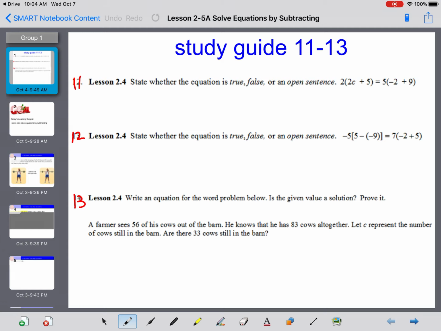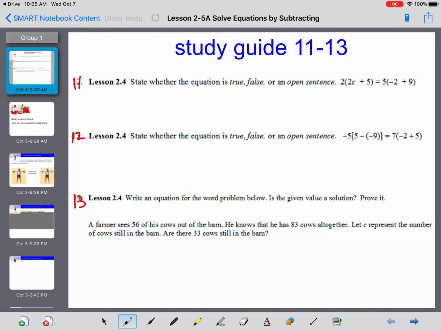The first study guide problem is to state whether the equation is true, false, or an open sentence. I have to remember what a true, false, and open sentence are. We learned in our previous lesson that a true sentence is one where, when you solve the left side of the equation and solve the right side, the answers are the same, or you get a true statement. A false equation is one where the left side is not the same number or value as the right side. And an open sentence is an equation that contains a variable and you can't solve it down to one number.